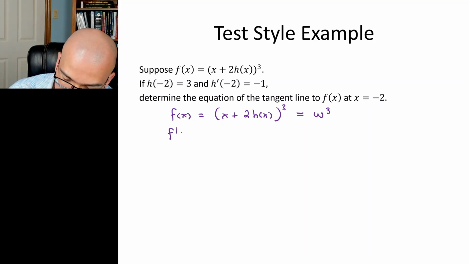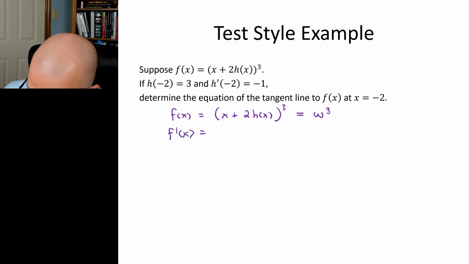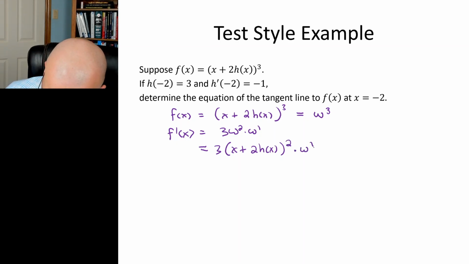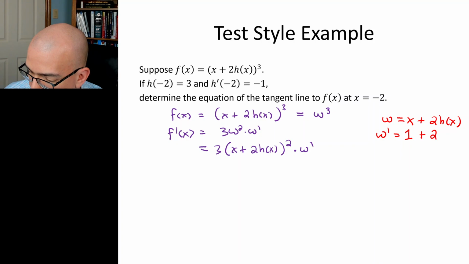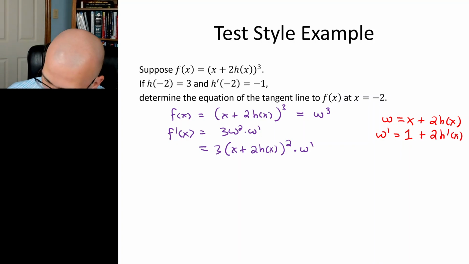Now we'll take the derivative. f prime of x is 3w squared times w prime. So 3 times x plus 2h of x all squared times w prime. So what's w? w is equal to x plus 2h of x. w prime, the derivative of x is 1. And the derivative of 2h of x is 2h prime of x. So we'll put that in.